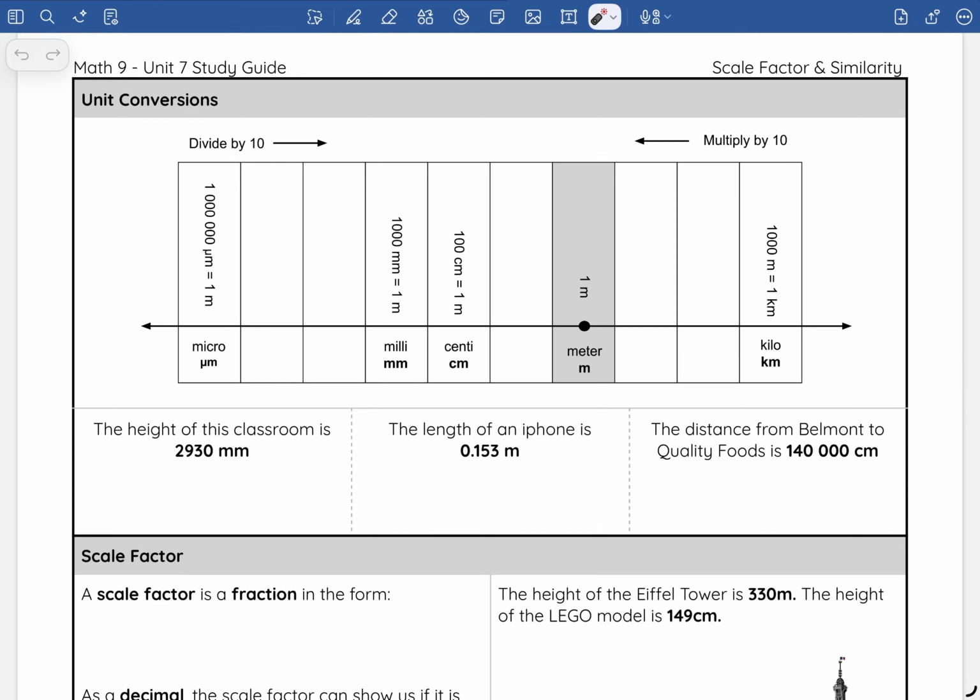Okay, so Unit 7 was all about scale factor and similarity, so we were really thinking about scaling things up for enlargement or down for reductions. We started with unit conversions, just to be able to go from inappropriate units. For example, the height of this classroom is 2,930 millimeters.